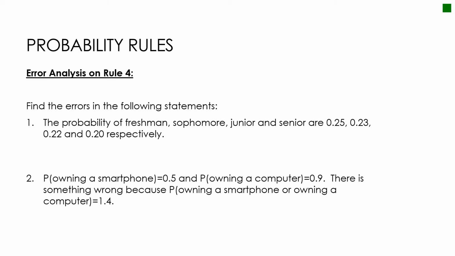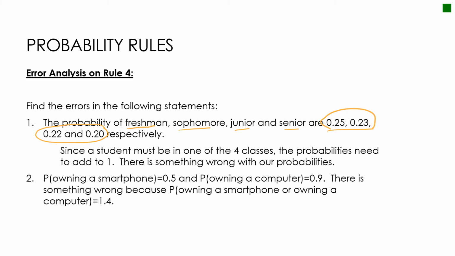Well, we know that these events are disjoint. You can't be both, right? Which means these 4 values, if I add them up, should add to 1. But unfortunately, there's something wrong because I don't get a sum of 1 when I add all of these together. So that is the error in my first statement.